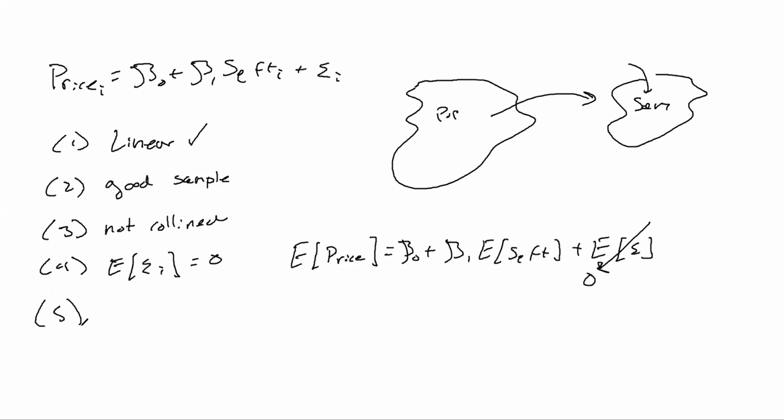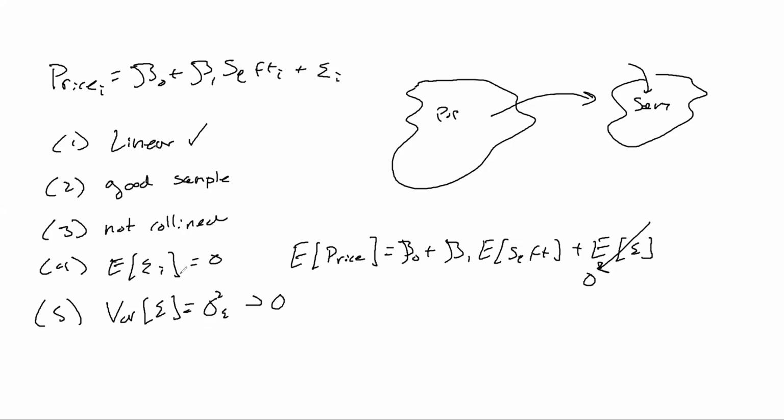For the fifth assumption, the variance of the error term has to be constant. We're going to say the variance of our error term is equal to some constant variance. It could be any number as long as it's positive, so it has to be greater than 0, but it can be any number.